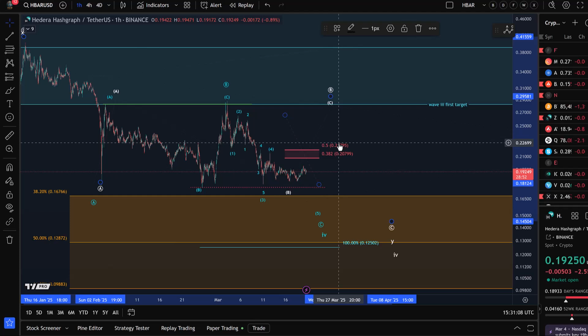We have to have some more patience. That means the price could be in a sideways range for a little longer.